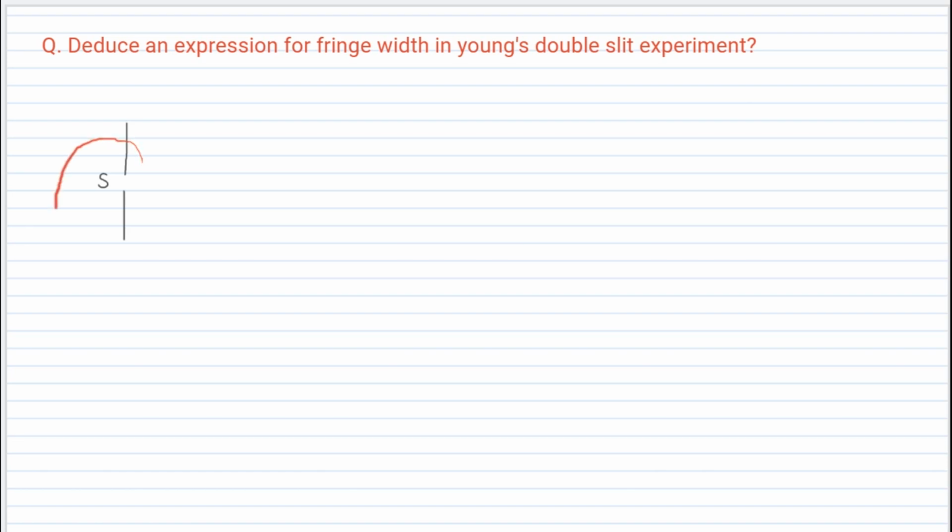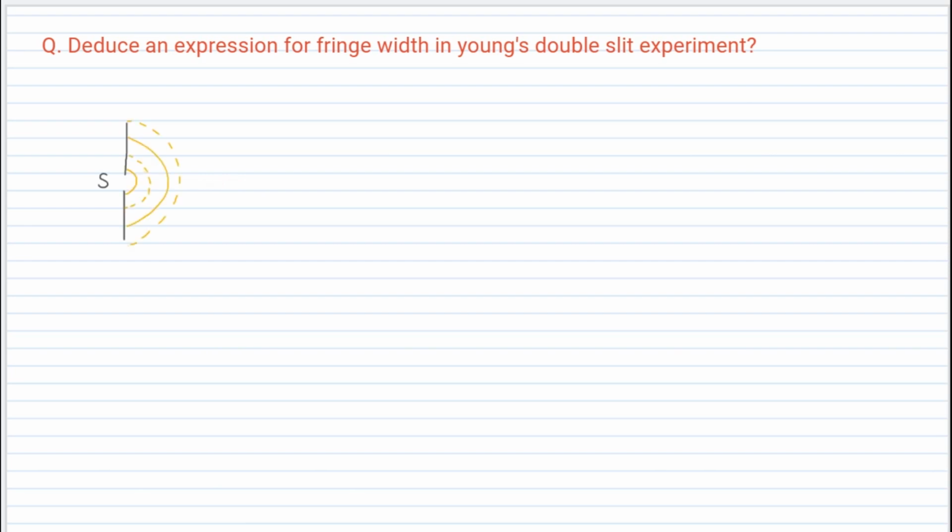Consider a monochromatic source. By monochromatic, I mean this source is producing light of the same color. So monochromatic means one color. Mono means one, chroma means color. So this is a monochromatic source, that means producing light of the same color. That means the light produced from here will have the same wavelength. Clear?